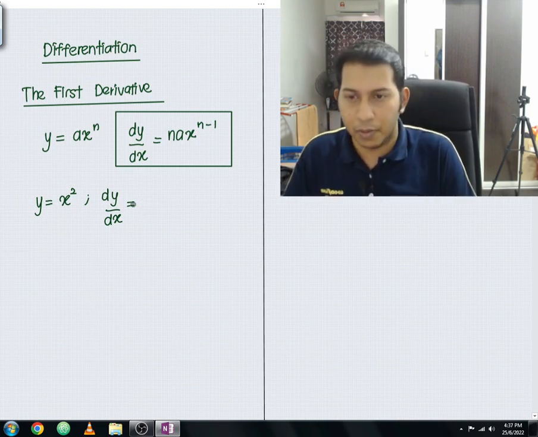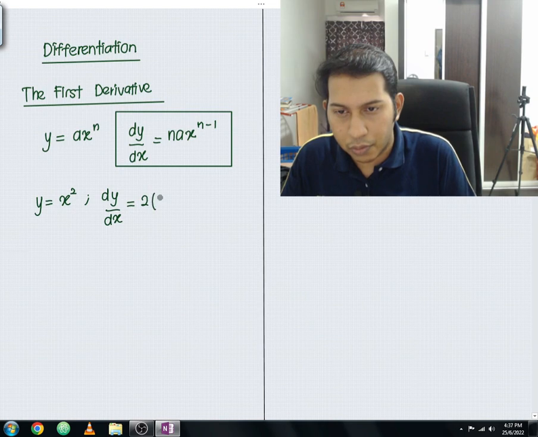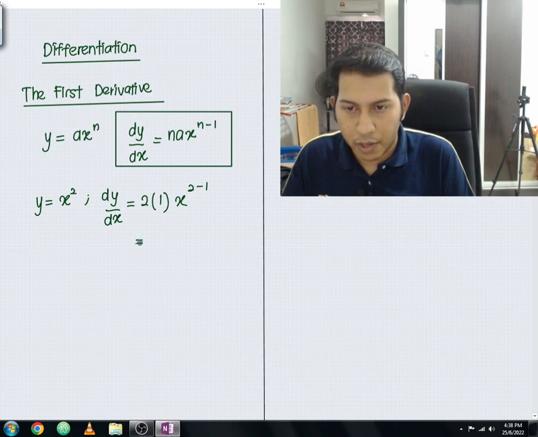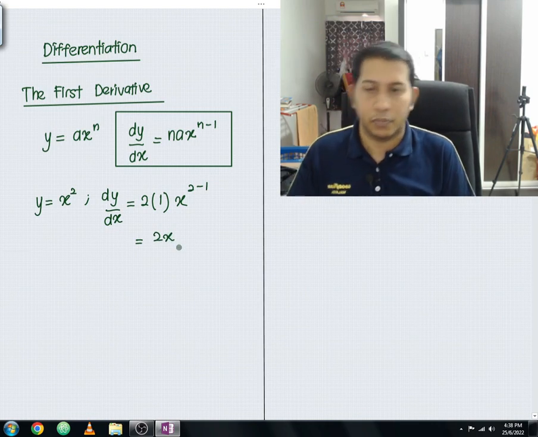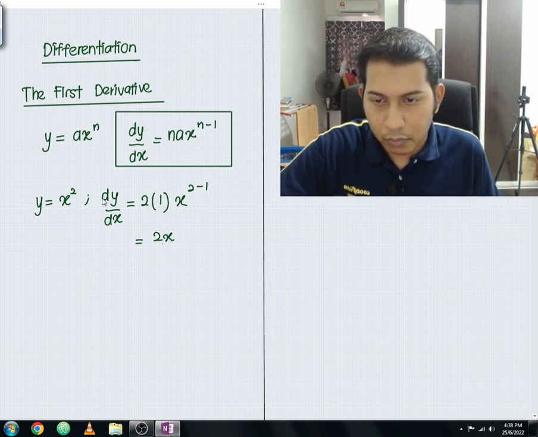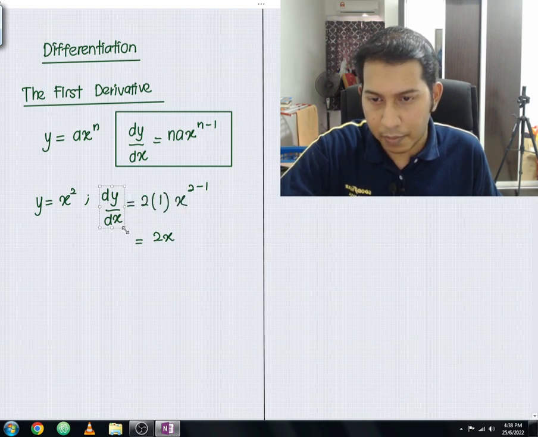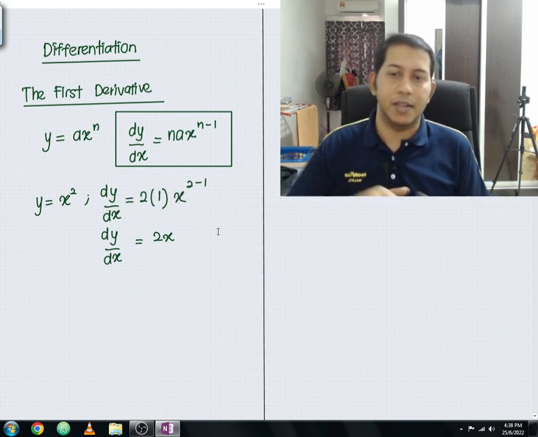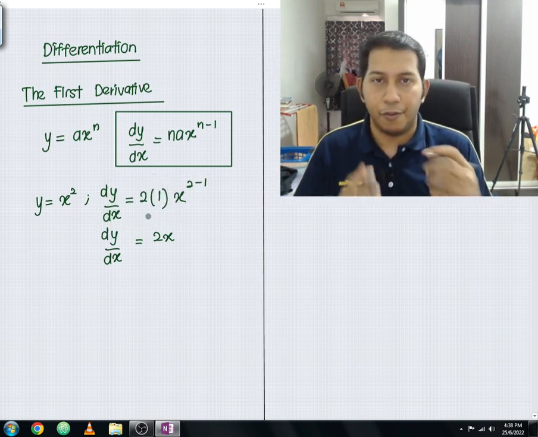So let me show you the proper working. So 2 you times with 1. The x remains the same, so the power 2 you minus 1. So from here when you differentiate this, you get your dy over dx is equal to 2x. Let me just copy paste this, and by the way, let me just move this a little bit up. Okay, now it's better. This one, by the way, I write for your understanding, guys.